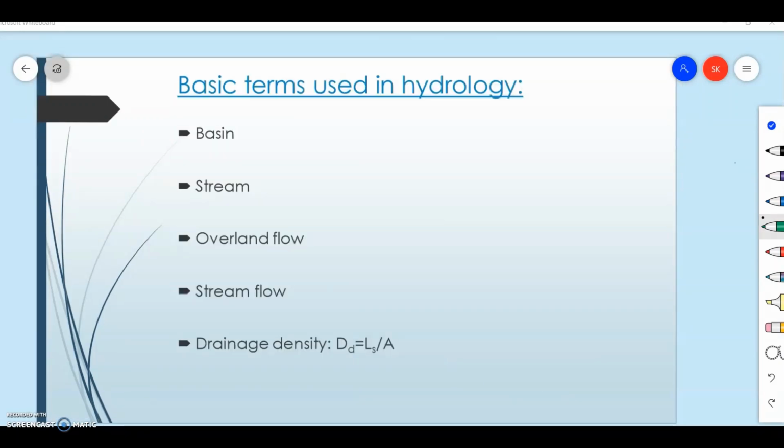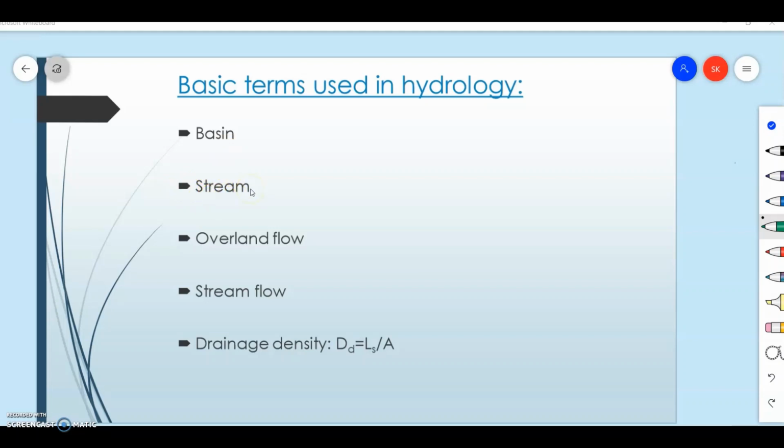Now we will discuss a few basic terms used in hydrology. The first one is the basin. A basin is nothing but the catchment or the watershed, which is what we have discussed: the area having a single discharge point. The next one is the stream.